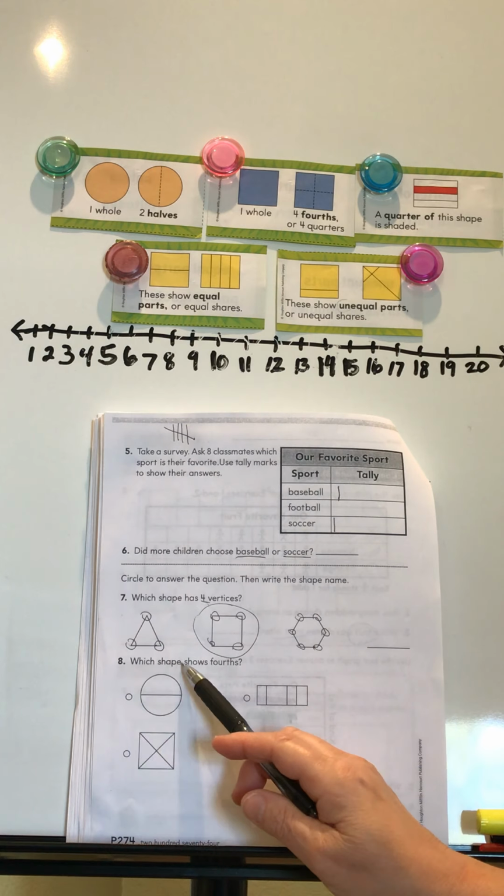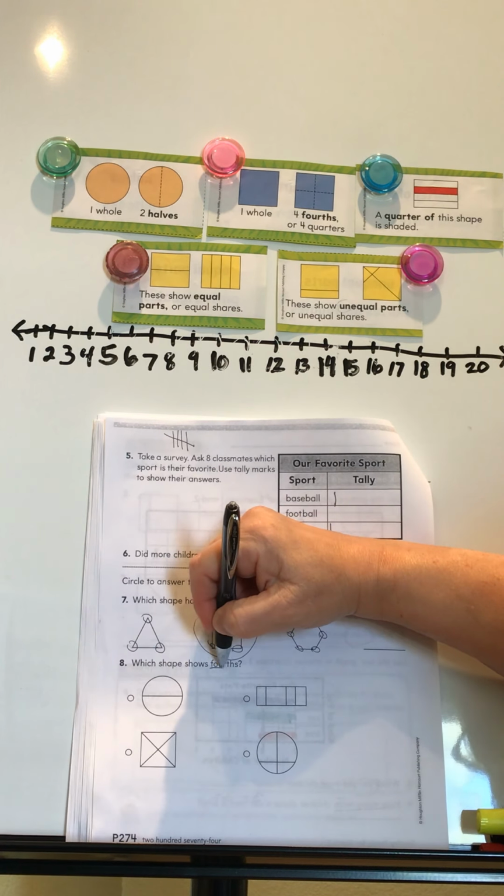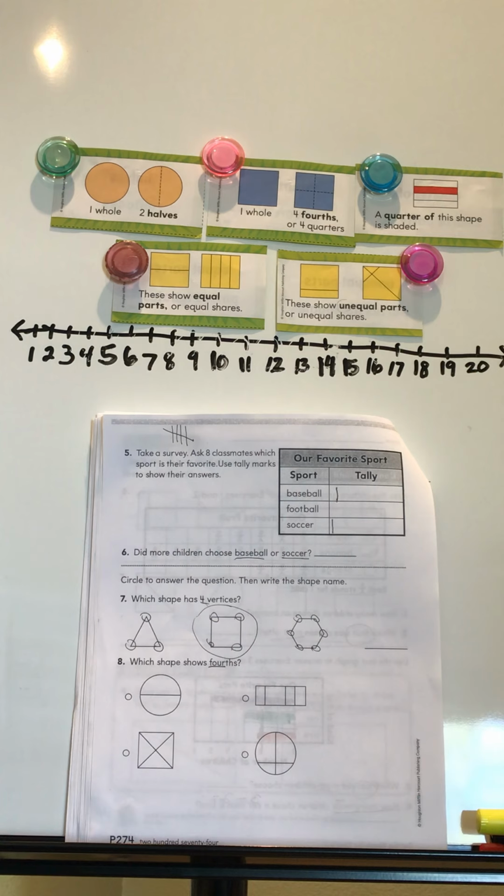Number 8. Which shape shows fourths? Remember, fourths has to have 4 equal parts. I see a lot that have 4 parts, but only pick the one that shows 4 equal parts.